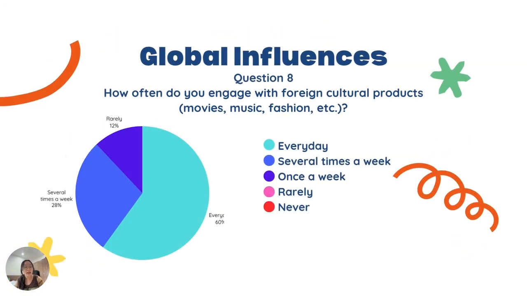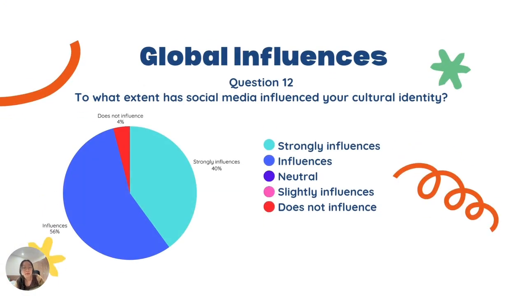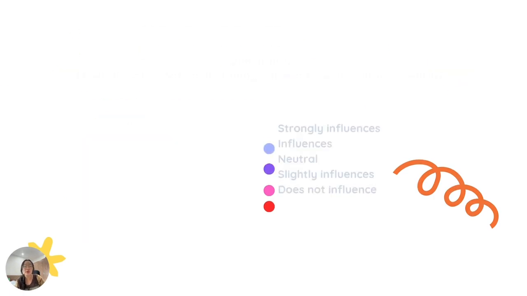With question 8, how often do you engage with foreign cultural products like movies, music, or fashion? People chose every day the most. It's easy to understand. It takes 60%, and rarely and never were not selected. Question 12: to what extent has social media influenced your cultural identity? People chose influences the most, at 56%, and neutral and slightly influences were not selected.